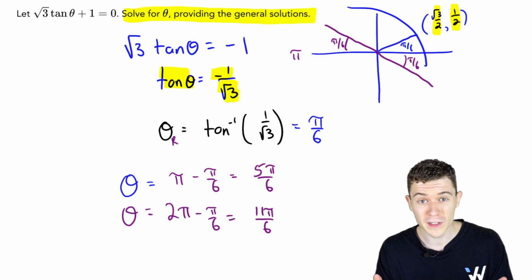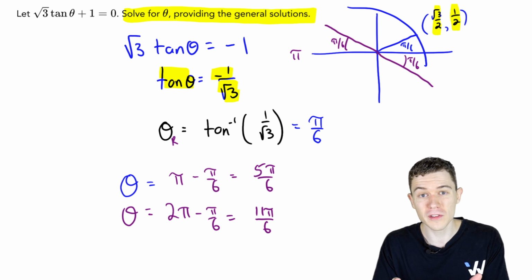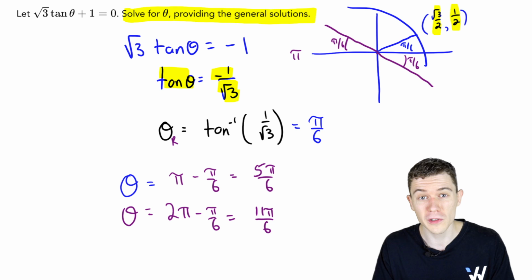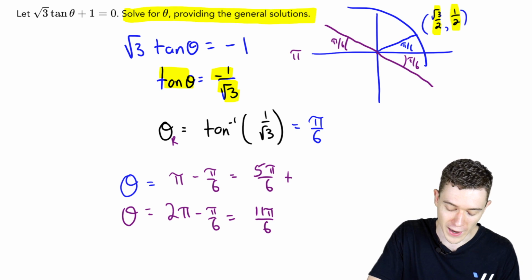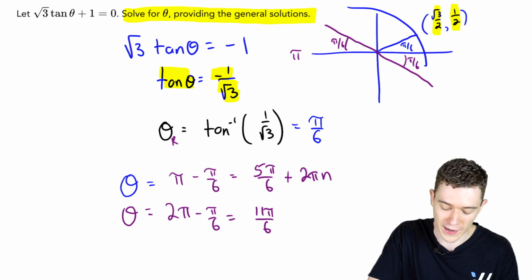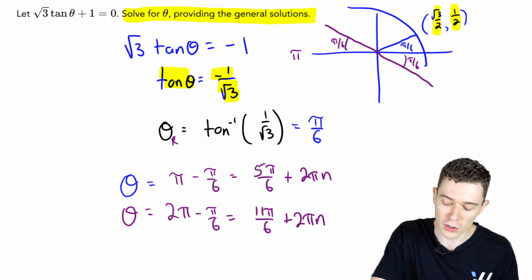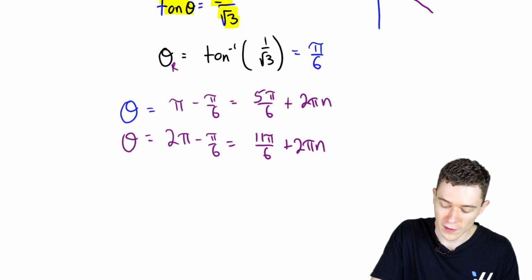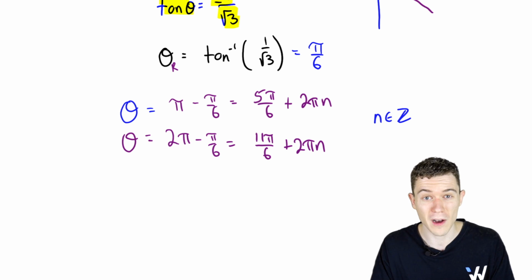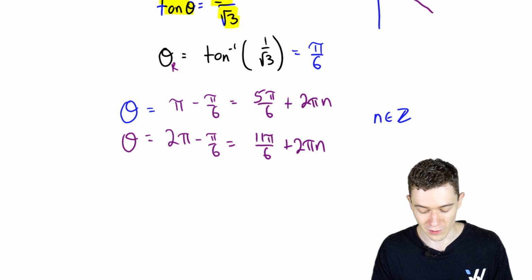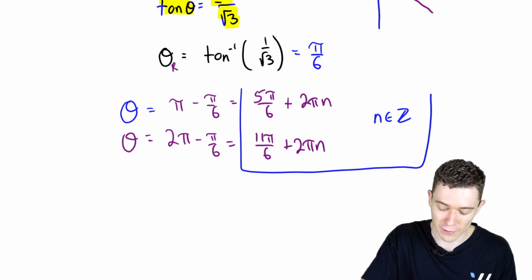However, we weren't restricting our domain. We're looking for a general solution, so we need to also include every single coterminal angle. The way we do that is we add on plus 2 pi n to both of these. The 2 pi will give us coterminal angles, and here n is an integer. That will give us every single time around the unit circle, either way, clockwise or counterclockwise, that hits these angles. Thus, this is the full solution.